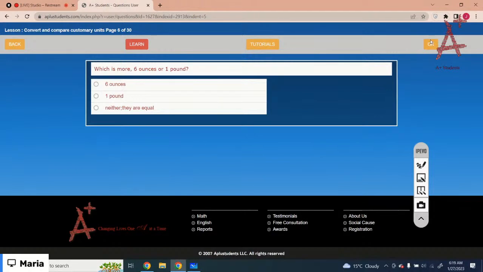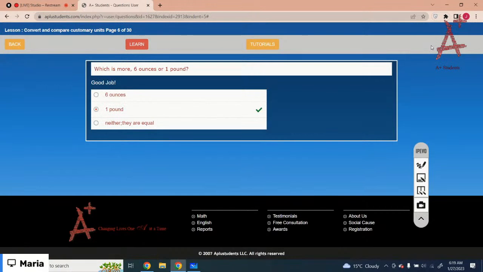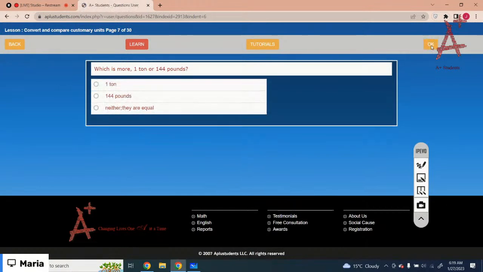Okay, which is more, 6 ounces or 1 pound? Which is more? Yes, 1 pound is more. Got it? Because in 1 pound we have 16 ounces. Got it? So 16 ounces is more than 6 ounces.